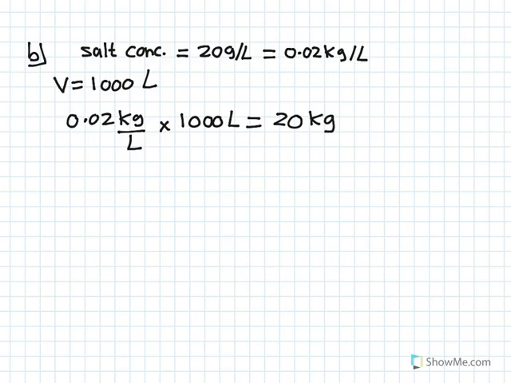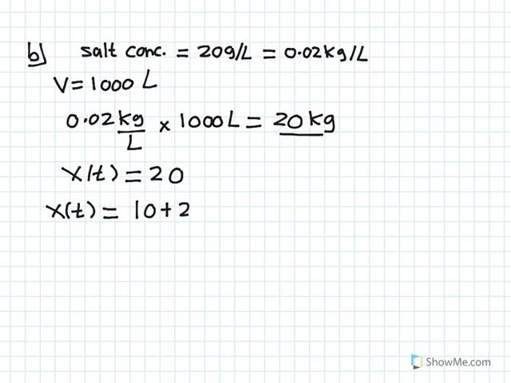So we have reformulated the question. That means that we just have to solve for x of t, the mass of salt in the tank at time t, make it equal to 20 kilograms, and solve for the time when that happens. So we already have x of t. We solved the differential equation. X of t is equal to 10 plus 20 e to the negative 0.02t.